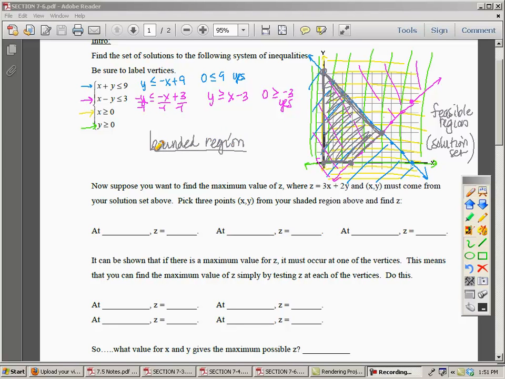It's an enclosed region. Now, we want to find the maximum value of z, and z is what the idea of a program is.